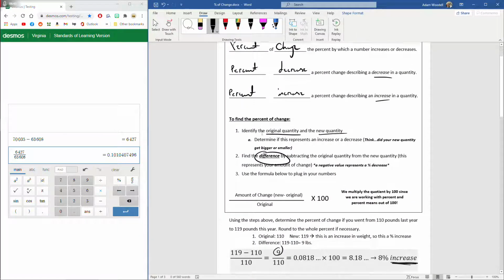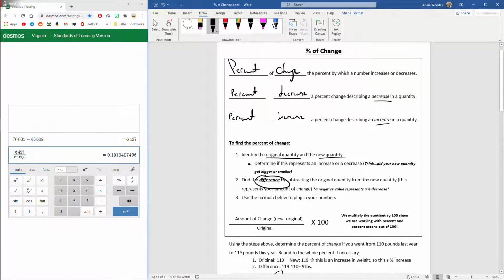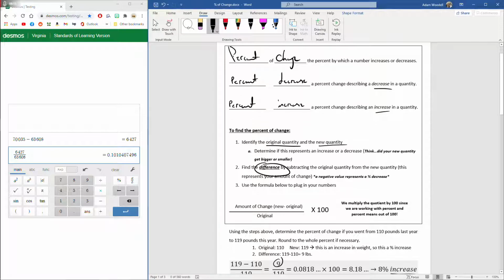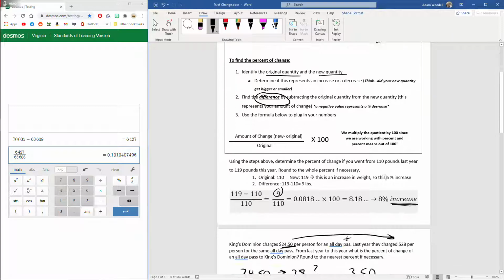So to recap, to find your percent of change, whether it's an increase or a decrease, the steps are exactly the same. Identify the original and the new numbers, find the difference by subtracting them, and then you're going to divide that by the original amount, and there's your percent.